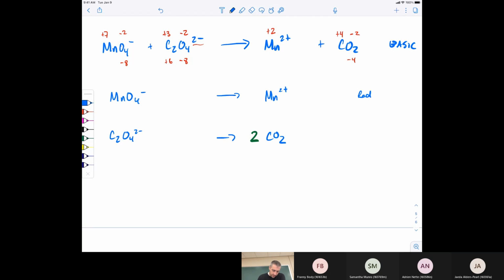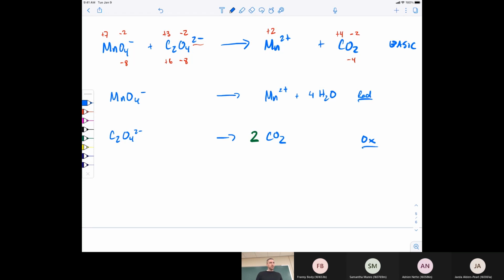Now we want to balance oxygens by adding waters. In the top one, we have 4 oxygens on the left, 0 on the right. So we need to add 4 waters on the right to balance oxygens. On the bottom, we have 4 oxygens on the left, and actually 4 on the right too. So we don't need to add any waters to the second one. This one is the oxidation, by the way.